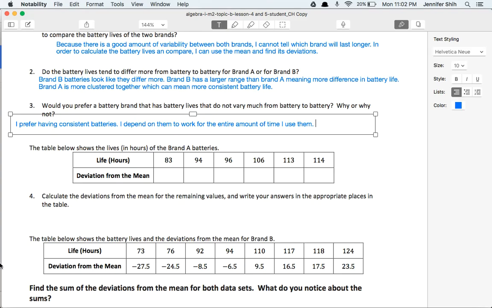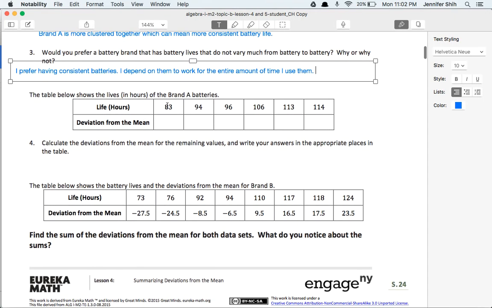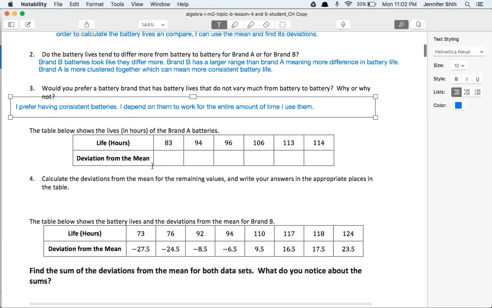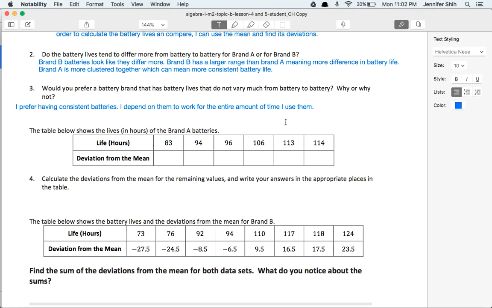I just prefer consistency. Okay, the table below shows the lives in hours of brand A batteries. This is from the plot. You see how it says this is around 83, and that says 83, 94, 96, 106, 113, 114. Deviation from the mean. Calculate the mean.